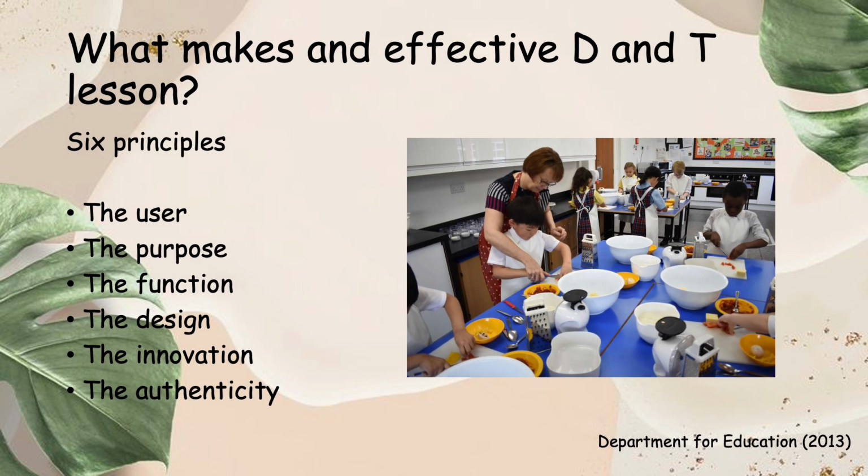What makes an effective D&T session? Department for Education 2013 suggests 6 key principles for an effective D&T lesson. These 6 principles will underpin a mid-term plan and be used at the end of the lesson to evaluate its effectiveness. The first of these principles is that pupils are able to identify the user of their product and how it needs to meet their needs. The first lesson is dedicated to exploring vegetables in order to identify what is needed and to develop design ideas.